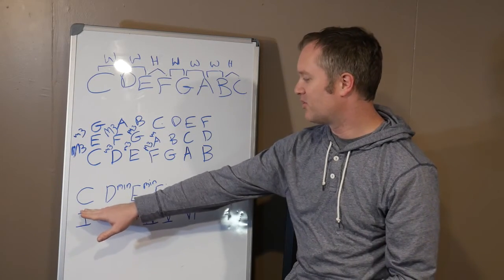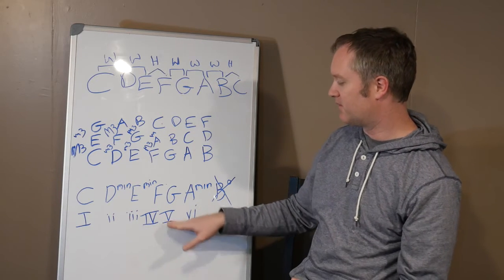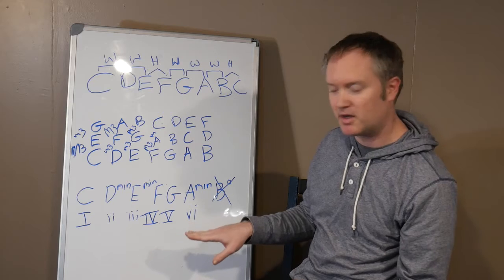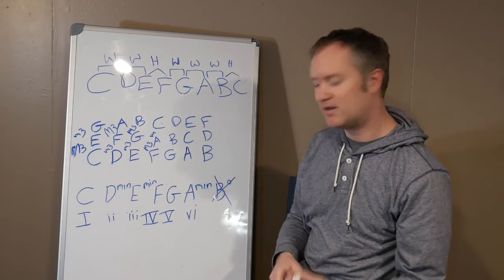Remember that the 1 chord is major, the 2 chord is minor, the 3 chord is minor, the 4 chord is major, the 5 chord is major, and the 6 chord is minor. And major chords sound happy, minor chords sound sad.